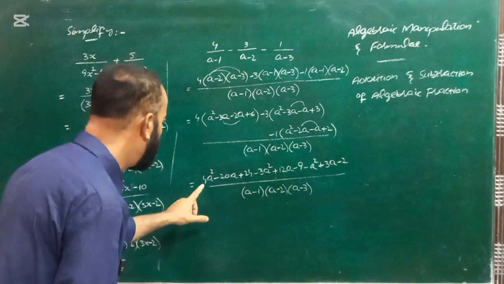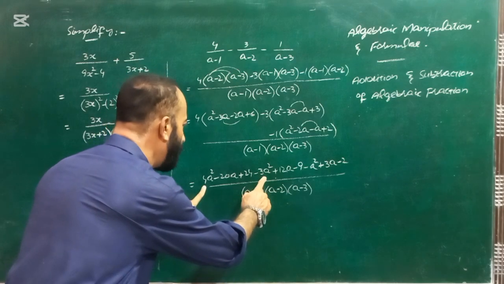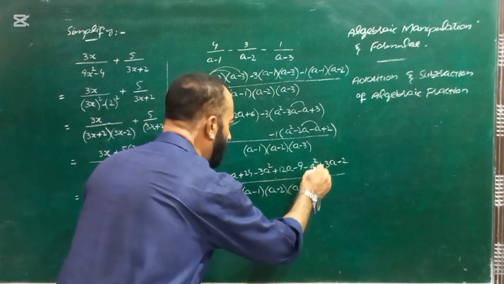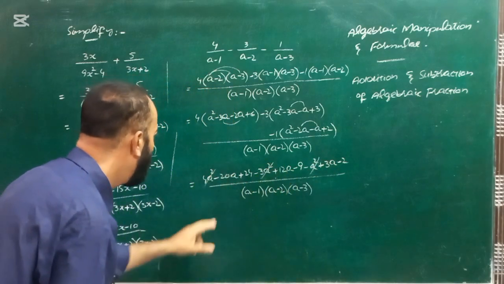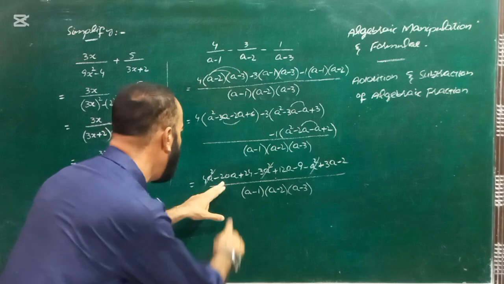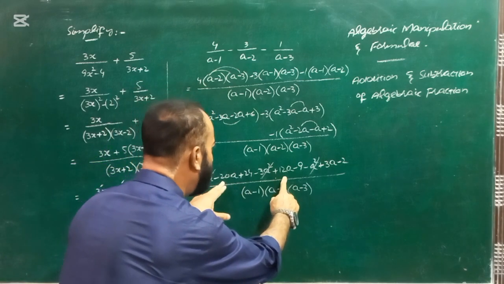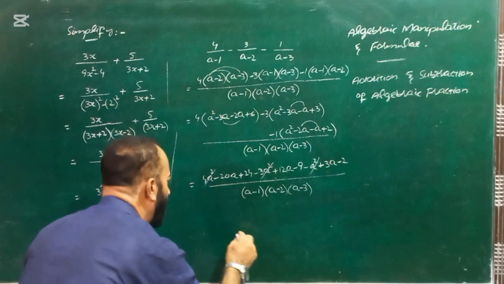Okay, further, 4a square minus 3a square will be a square. So look here, minus 3a square minus a square will be minus 4a square. That will be cancelled by this one. Okay, now minus 20a plus 12a will make minus 8a, plus 3a will make minus 5a.